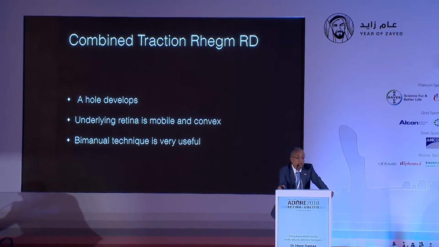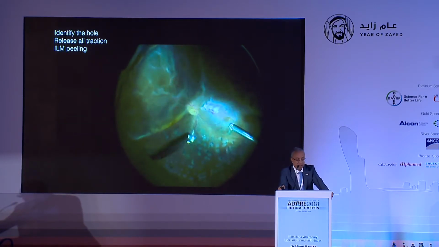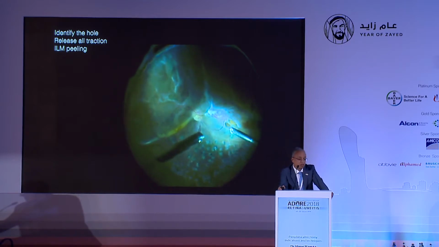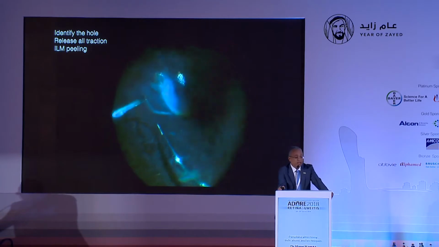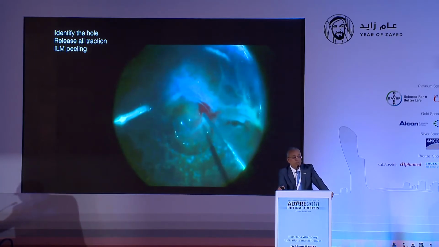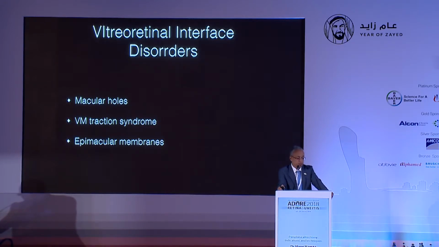Some cases are complicated by combined traction rhegmatogenous detachment when a hole develops in the retina, and here the configuration of the detachment changes from concave to convex, and the bimanual technique is very useful in these cases. Our aim in combined traction rhegmatogenous detachment is to identify the hole, release all traction, and at the end of the procedure you do ILM peeling to prevent recurrent proliferation on the retinal surface.